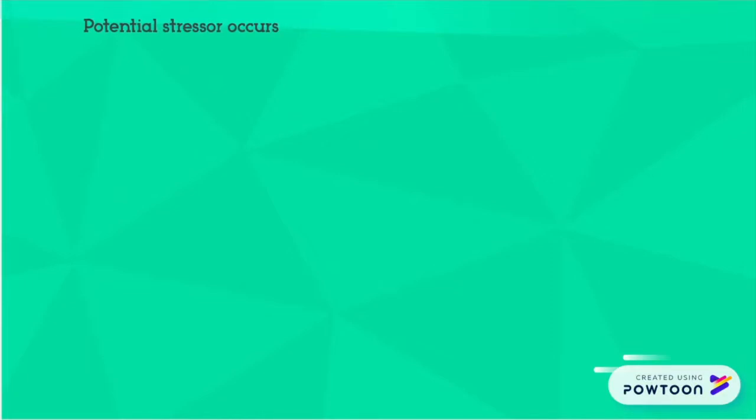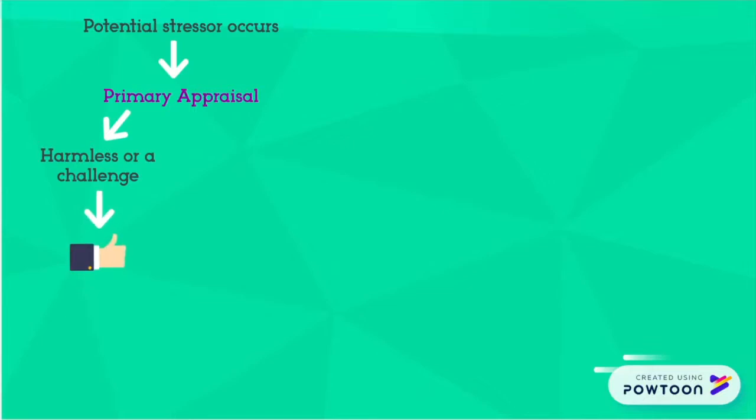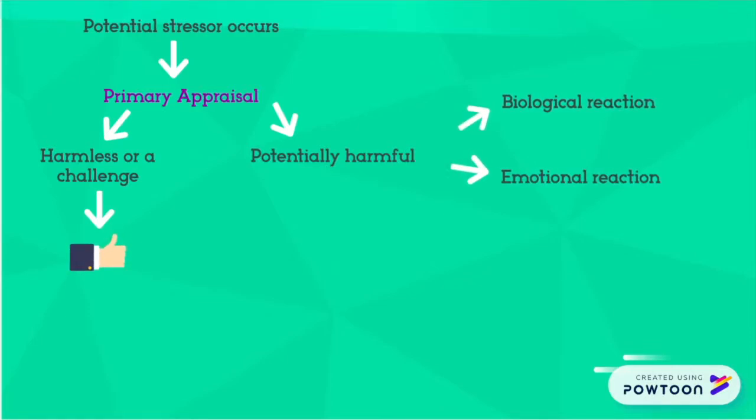When the potential stressor occurs, primary appraisal begins, and you ask yourself, how threatening is this event to my well-being? If you studied well for the test, you'll consider it harmless or a challenge. In other words, it's an opportunity for you to do well, therefore, you'll have no stress. But if you didn't take good notes and you're not ready for the test, this is when you'll go through the secondary appraisal. You're going to weigh out your coping strategies.